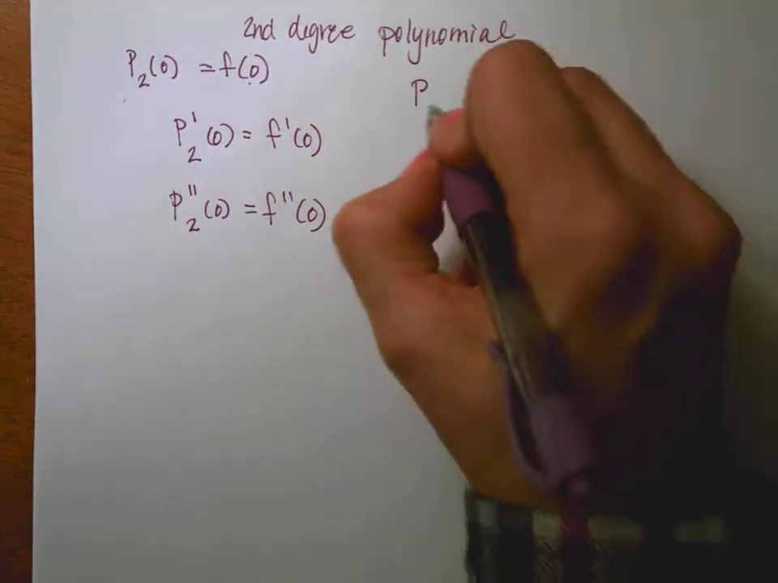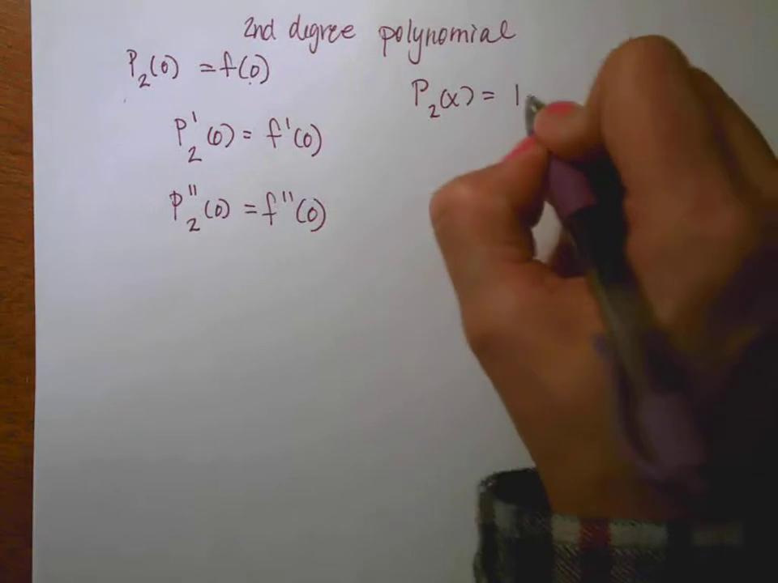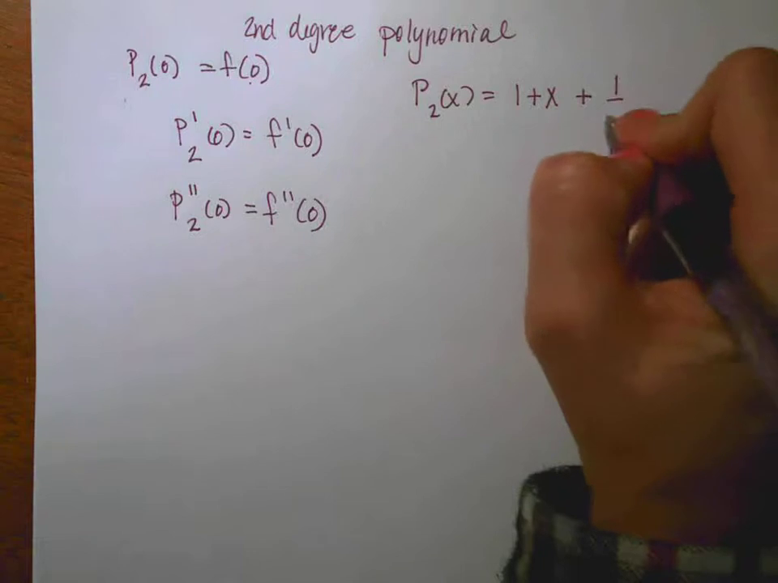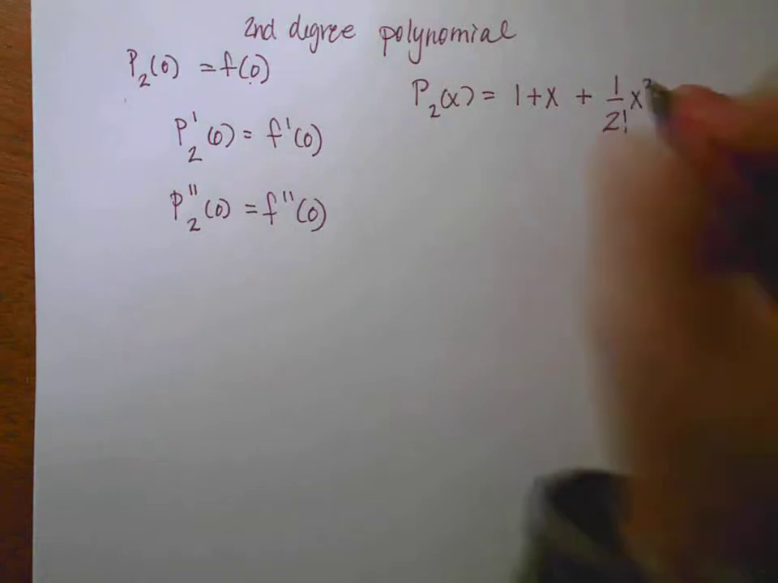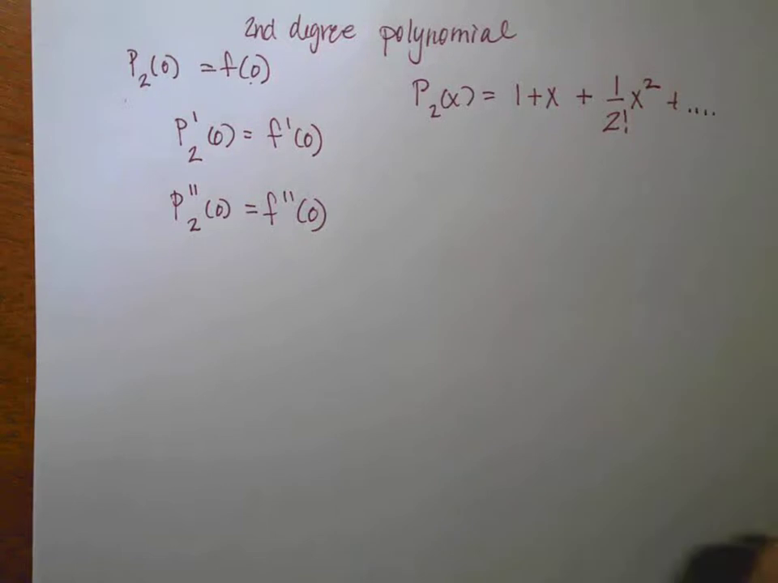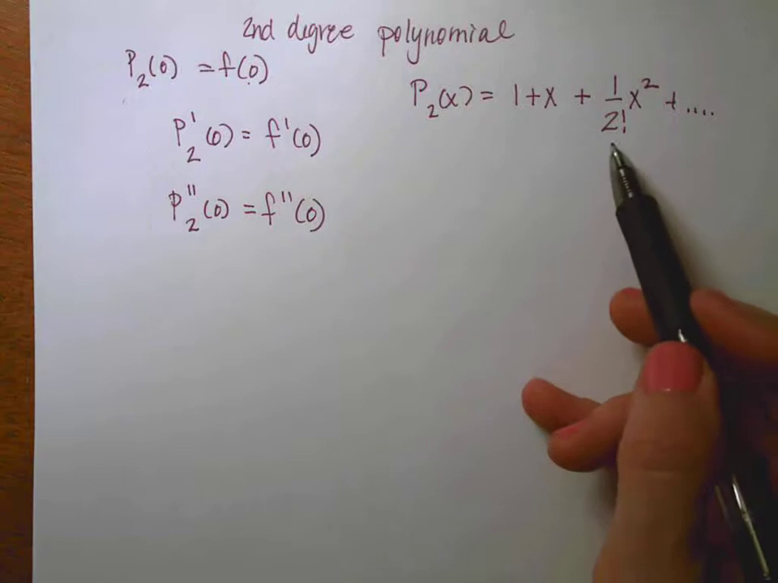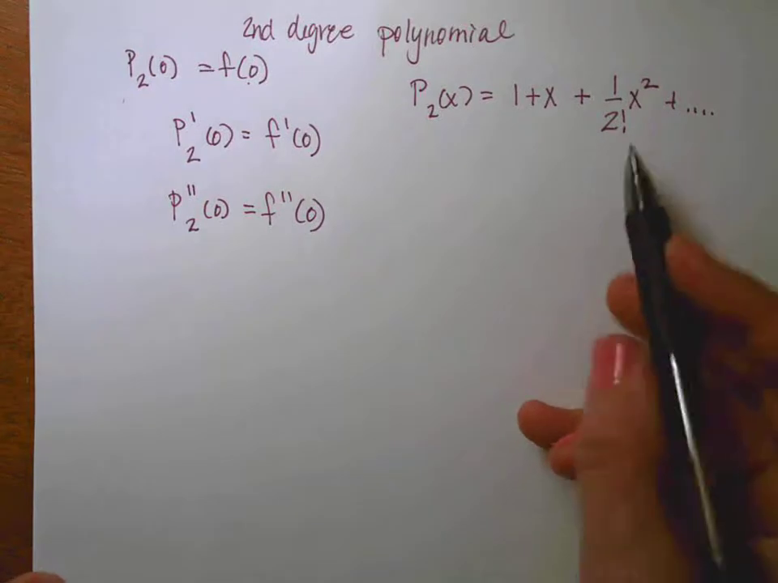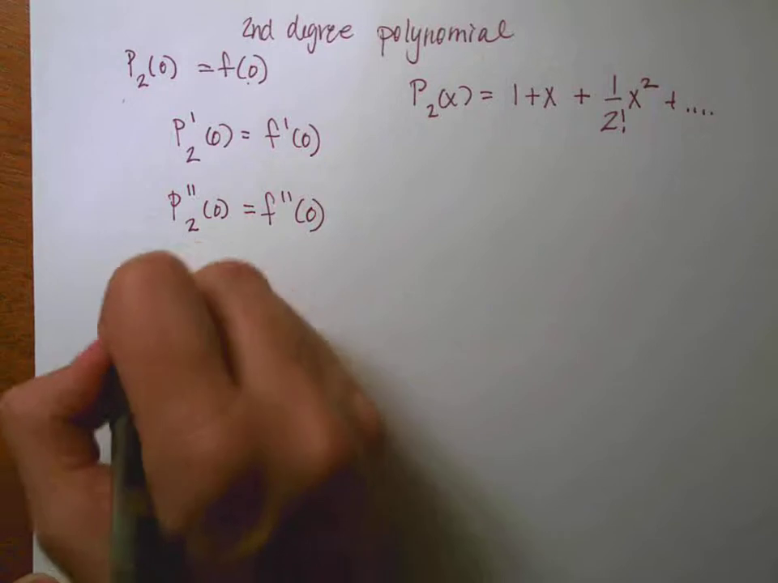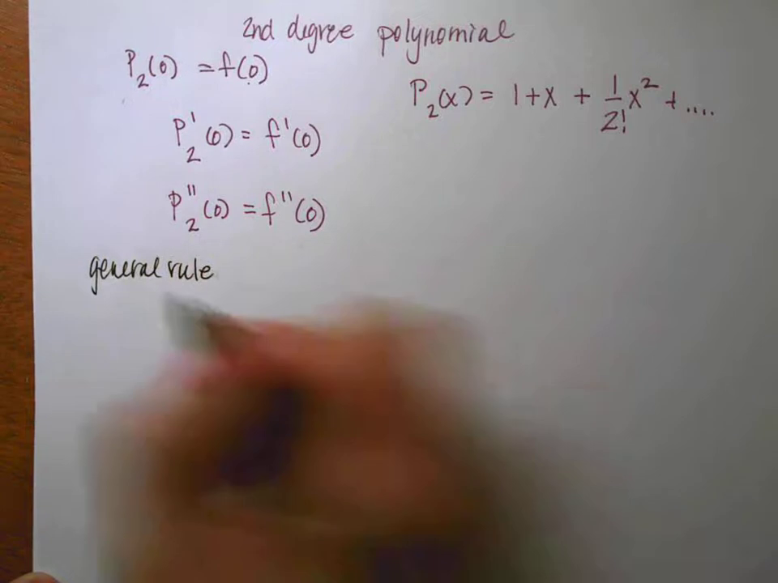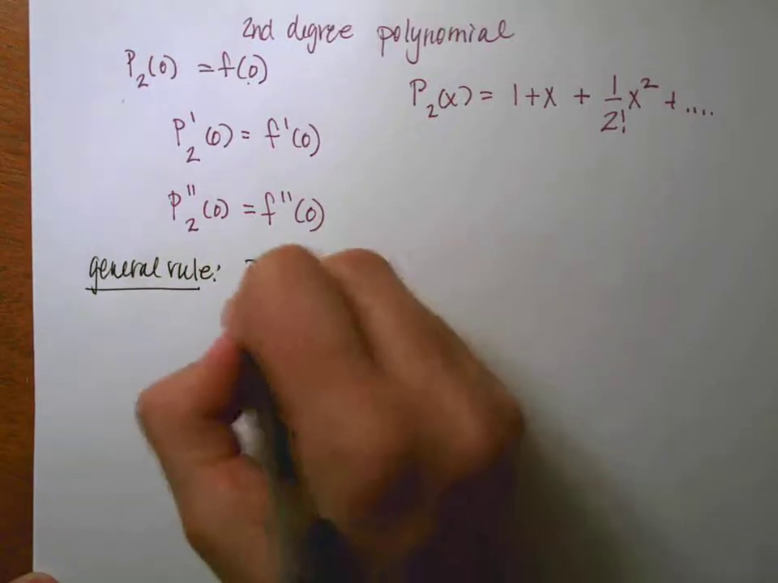So then I would say that P2 of x is equal to 1 plus x, because that was the original, plus 1 over 2 factorial times x squared. And I could keep adding higher degrees of polynomials, and that would make it a more accurate representation of the original function. Okay, so that means that we're going to develop kind of a general rule, and then we're going to develop another general rule in just a minute.